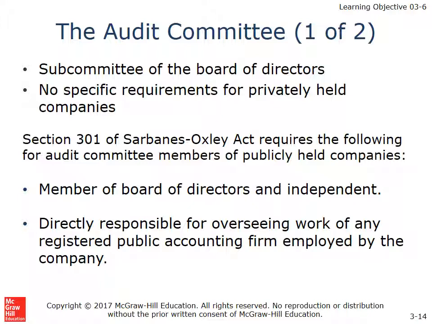The Audit Committee, again, subcommittee of the Board of Directors, has no specific requirements if it's a privately held company. But if it's publicly held, Sarbanes-Oxley requires the following: members of the Board of Directors and they're independent. So the Audit Committee must be members of the Board of Directors and they're independent in regards to the company. They're directly responsible for overseeing the work of the registered public accounting firm employed by the company. So they're watching the auditor.